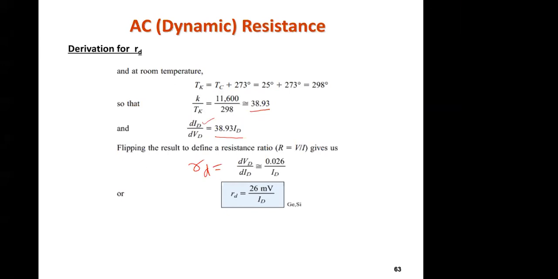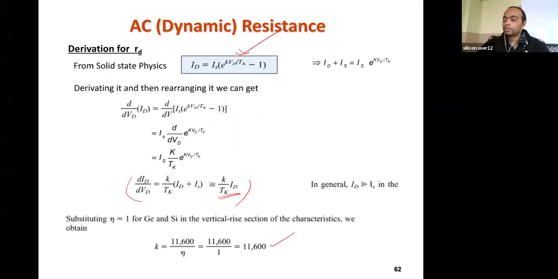Sir, we have to remember the value of eta for germanium. Yes, that's why I told you, that equation was on the first page. So what you will remember is K equal to 11,600 by eta, and eta you are putting as 1, so there is nothing to remember.